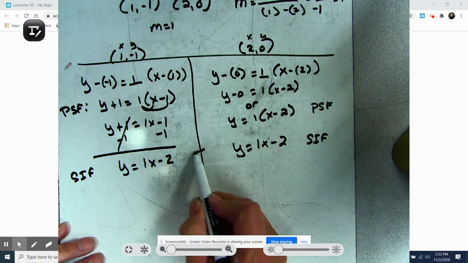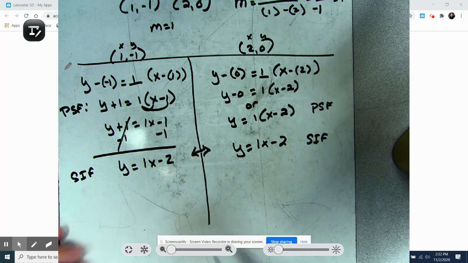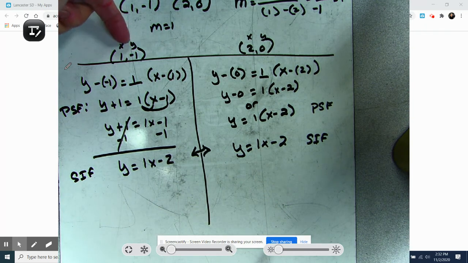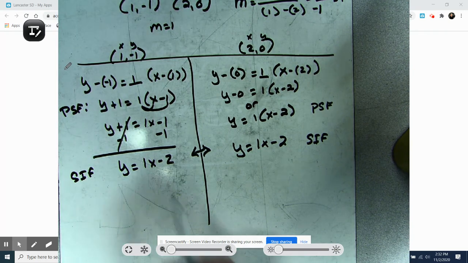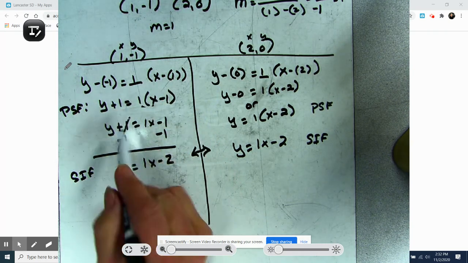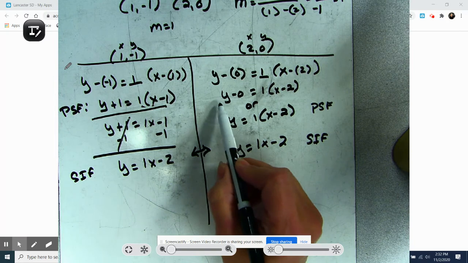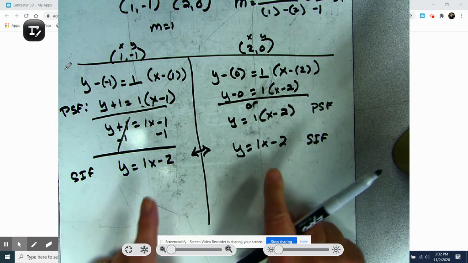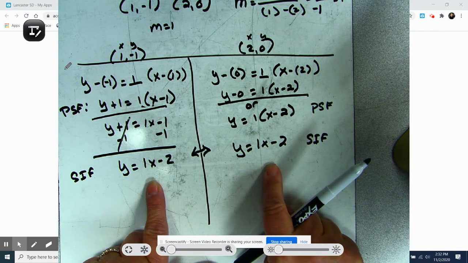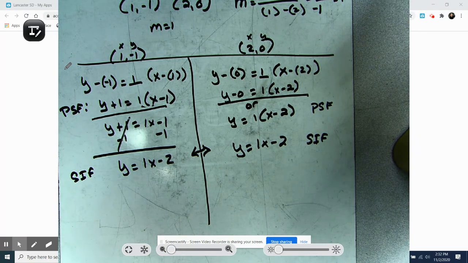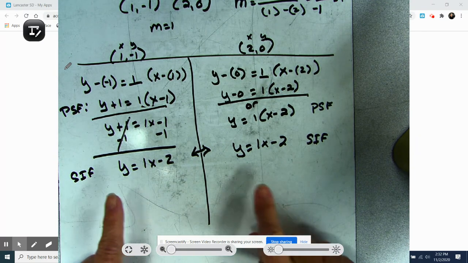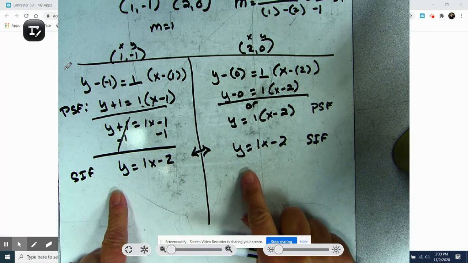Notice these two are the same. So it didn't matter if we used 1 and -1 or if we used 2 and 0. They will be different here at the point slope form, but they will not be different at the slope intercept form, because there's only one equation for this line, and that equation is y equals 1x minus 2.